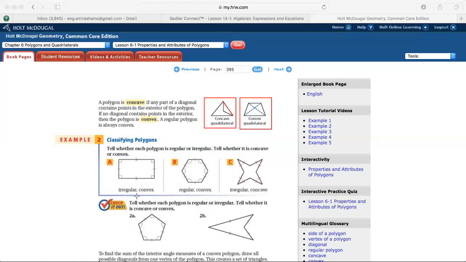So it is not regular. It is not regular, called irregular. Is it concave or convex? It is convex because I don't have a diagonal outside. And by your eyes, you can decide if it is convex or concave.